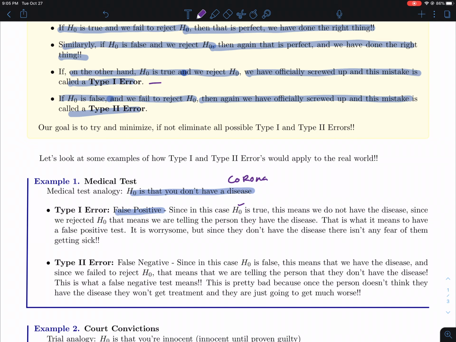So in medical lingo, this means that we do not have COVID disease. But since we rejected H naught, that means that we're actually telling the person that they do have the COVID disease in this case. And so that's what it means to be a false positive. So you're basically told that you have the disease, but you really don't actually have the disease.